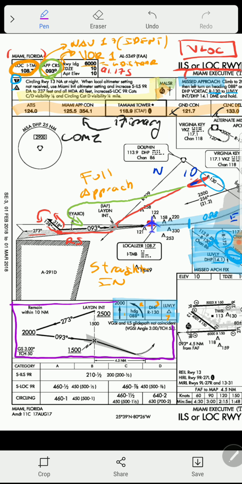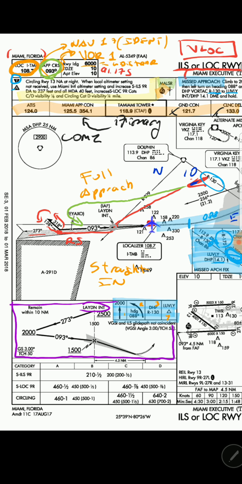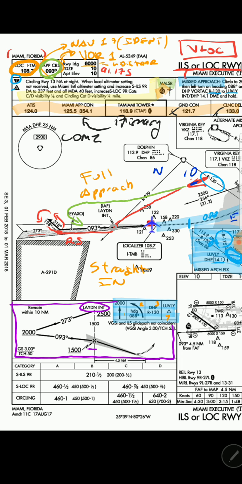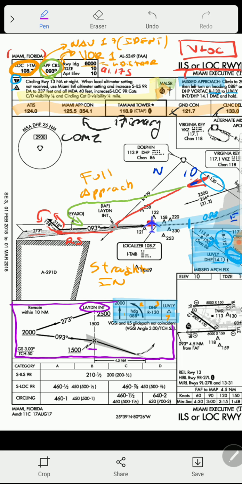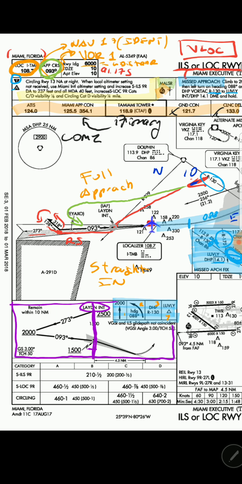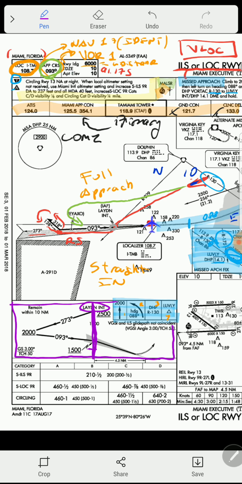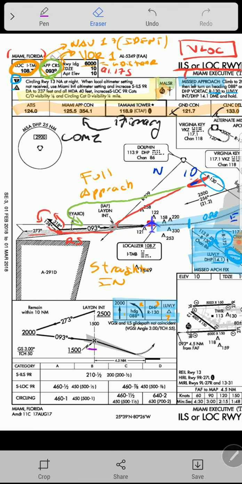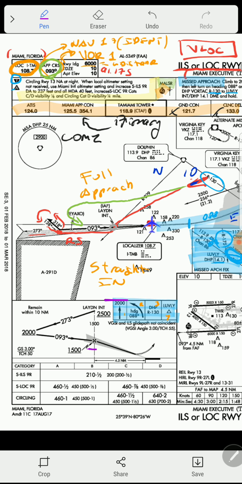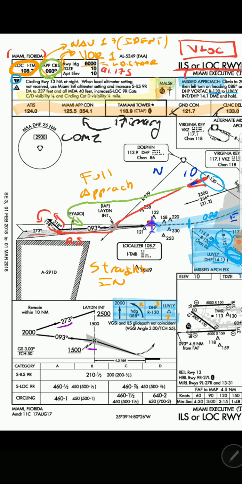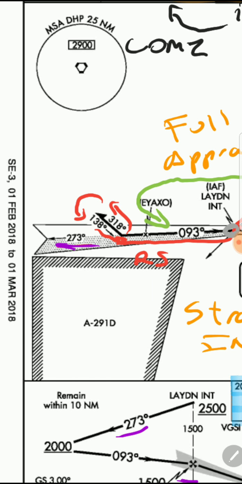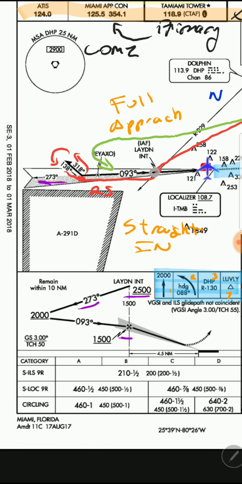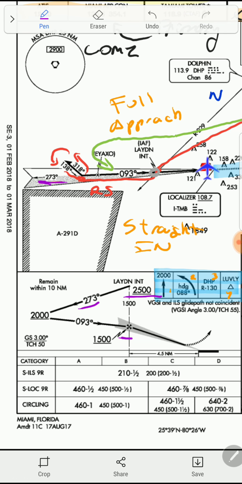Down here, we have Leiden. And down here, as you can see, is also going to be Leiden. This whole line down here is where Leiden is placed. But there's an interesting thing in here: the altitudes. So, if I am coming on a 273 course, which means that I am going to be going this way, probably doing the course reversal, I need to cross Leiden at or above 2,500.